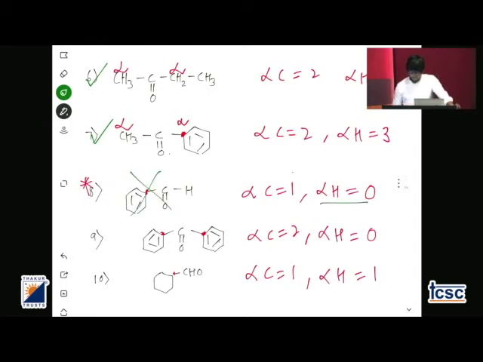Sorry sir, you're out. Ninth structure, will it be selected for the movie? Though it has 2 alpha carbon, it has no alpha hydrogen. I'm sorry sir, you're out. And the 10th structure can also be selected because there is presence of alpha hydrogen. So our first point is done.